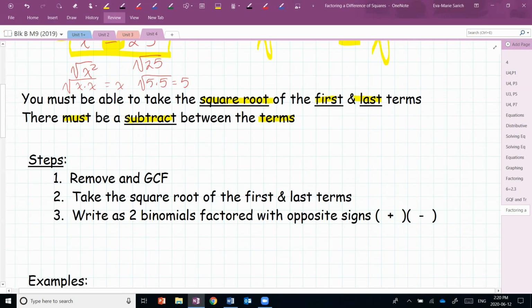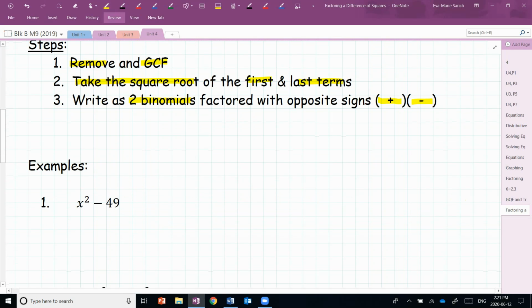Now, there are going to be some cases where we have to remove a GCF. Whenever we're factoring, we always look to see if we can remove the GCF first. That's what we did last week: remove the GCF, and then factor the trinomial into two binomials. So in some cases today, we're going to have to remove the GCF, and then take the square root of the first and the last term. We write it as two binomials factored, and remember, they have to have opposite signs. One's going to be a plus and one's going to be a minus.